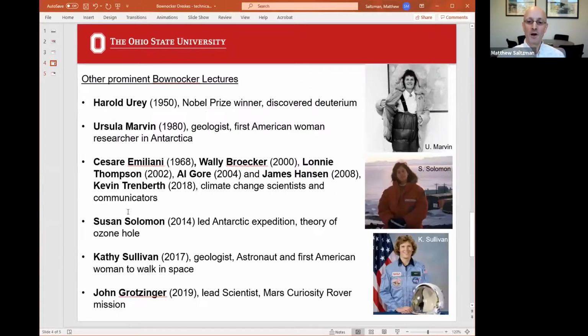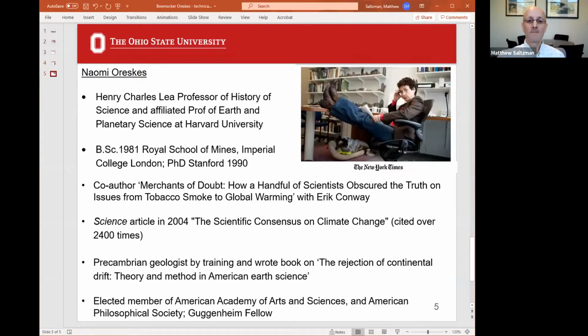Quite the list there as well. Susan Solomon in 2014, also pictured here, led an Antarctic expedition, led to the theory of the ozone hole. Kathy Sullivan, geologist, astronaut, first American woman to walk in space, and Worthington resident. And then last year, we had John Grotzinger, lead scientist for the Mars Curiosity rover mission. And today, we add Naomi Oreskes to this distinguished list.